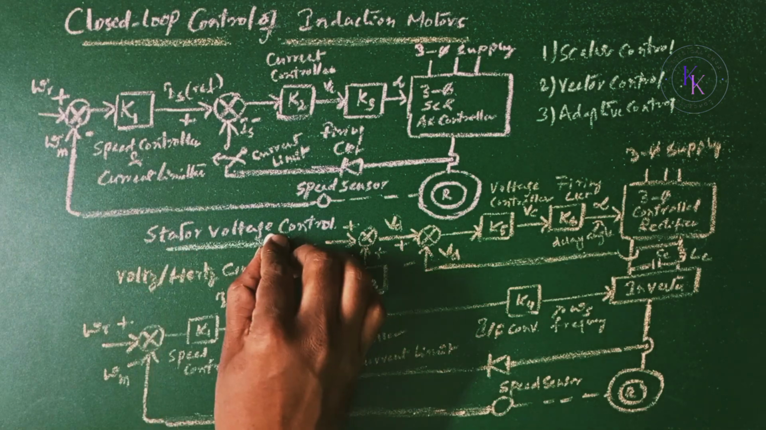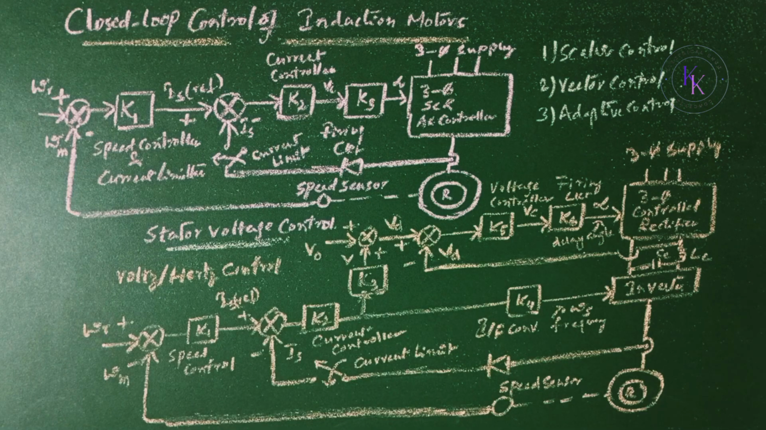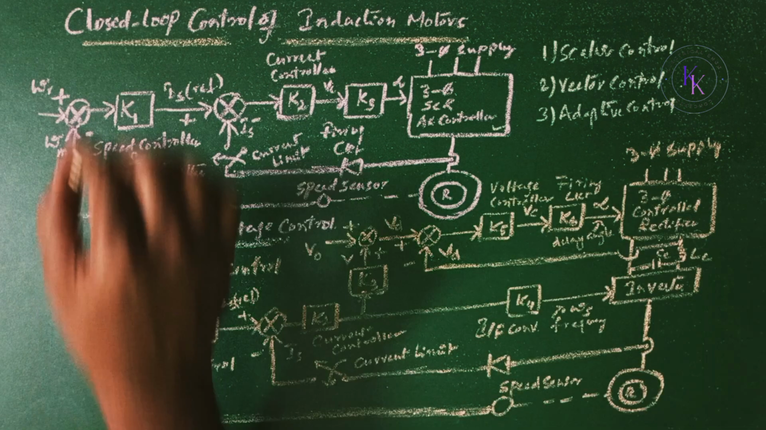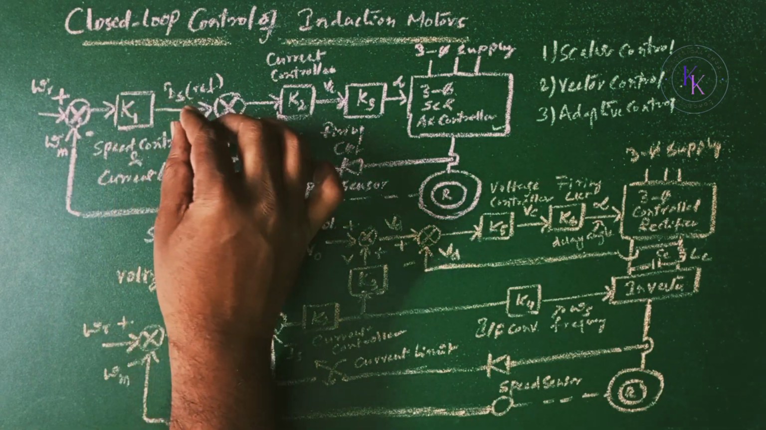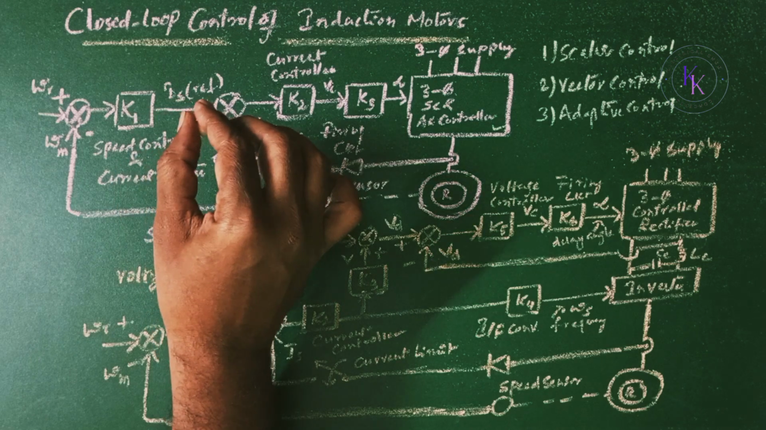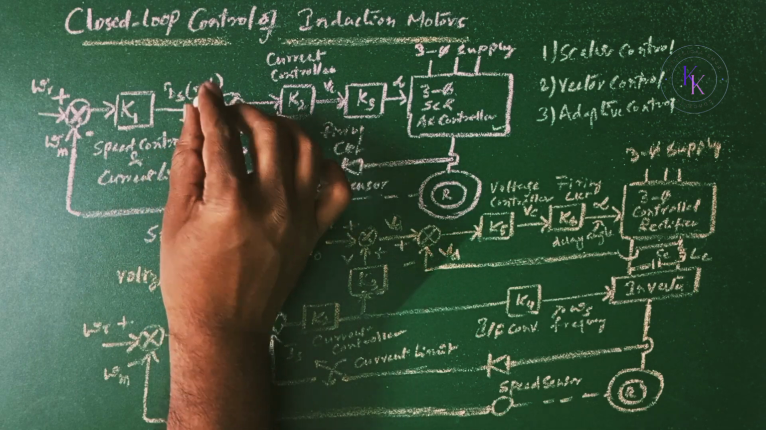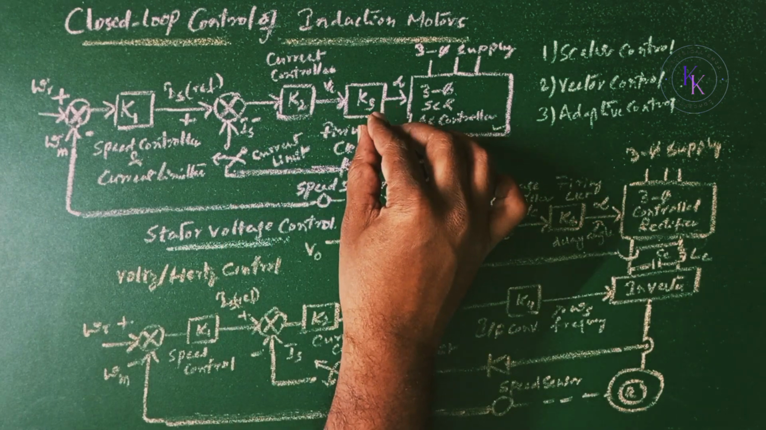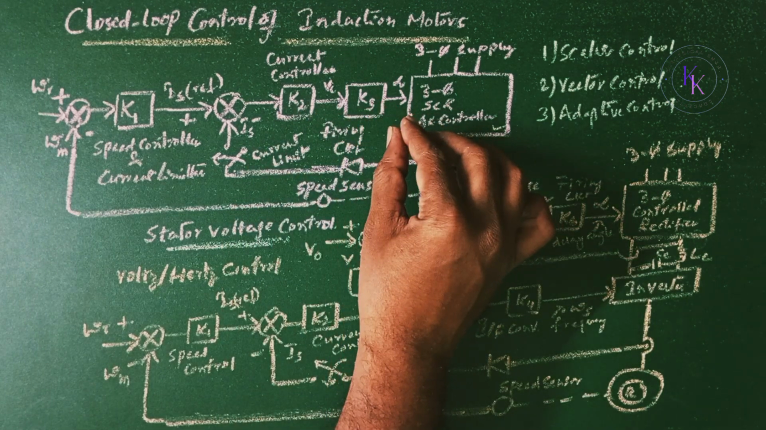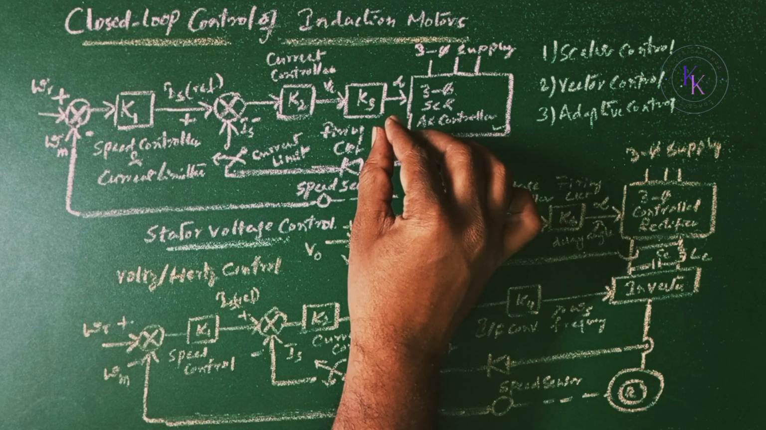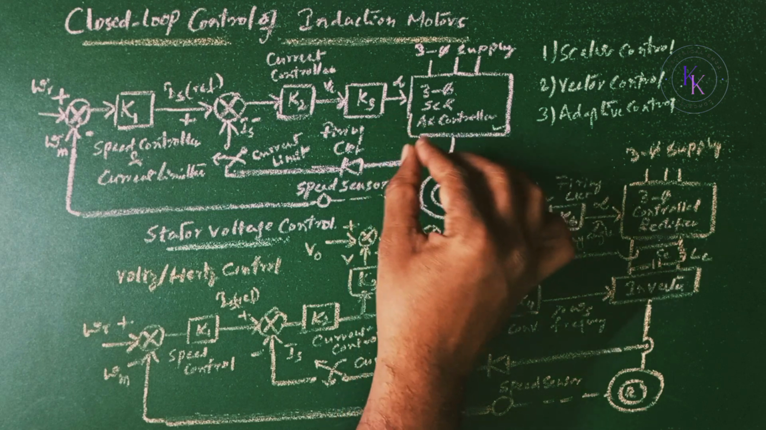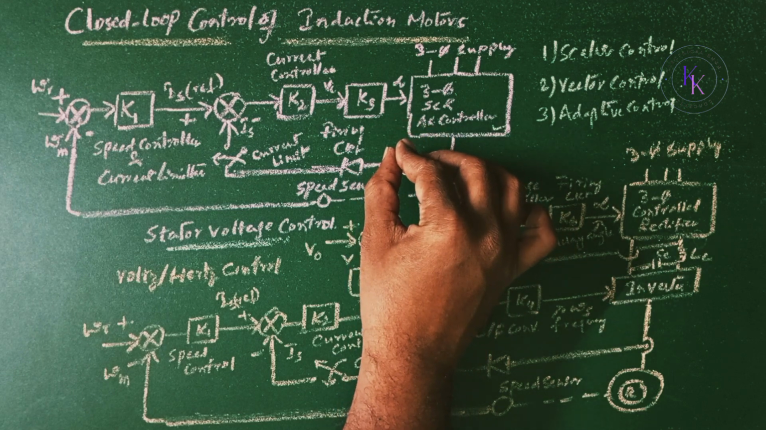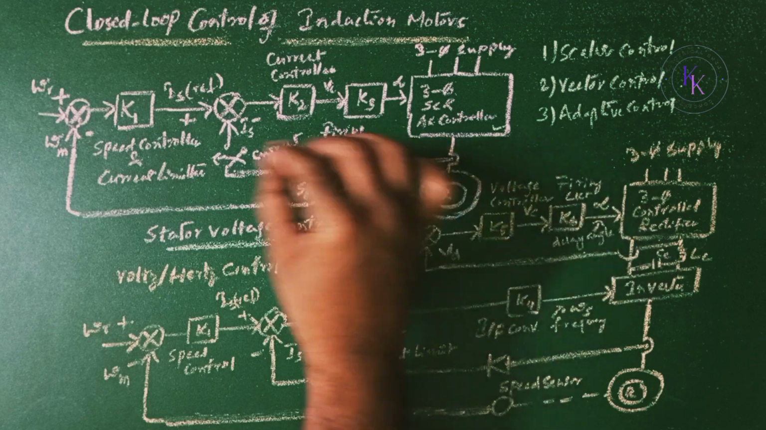This is an arrangement for stator voltage control of an induction motor by AC voltage controller at a fixed frequency. The speed controller K1 processes the speed error and generates the reference current IS reference. K2 is the current controller, and K3 generates the delay angle of the thyristor converter, and the inner current limit loop sets the torque limit indirectly.